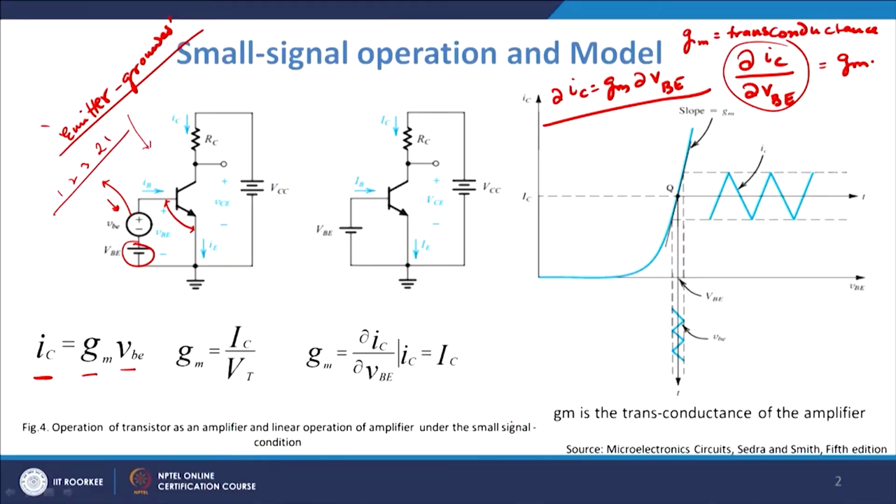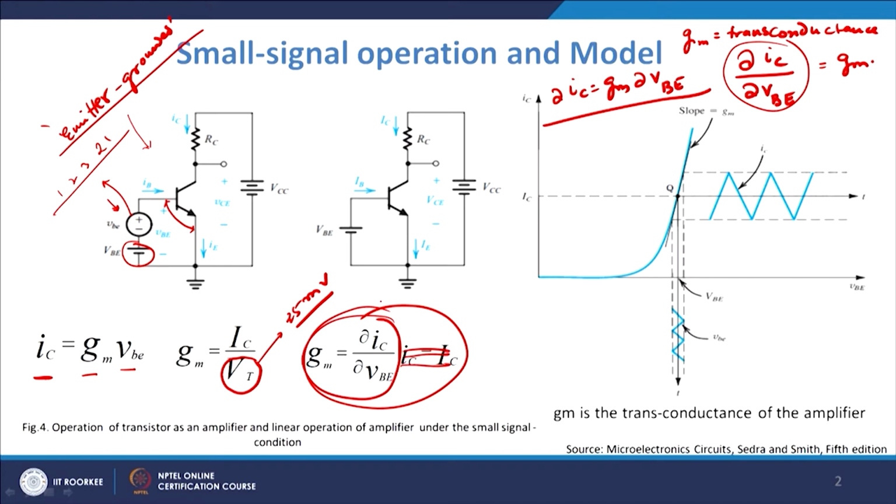So, I define GM to be GM is equal to IC by VBE. If you see, it is IC by VBE, and this is replaced by VT for the lowest case, because this is the thermal energy, which is 25 millivolts at 300 Kelvin, right. We can also write GM to be equal to del IC by del VBE for a fixed value of IC. But you need not forget about all these things, you just remember GM is basically del IC by del VBE.